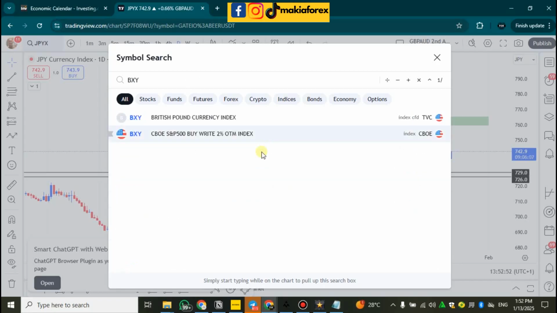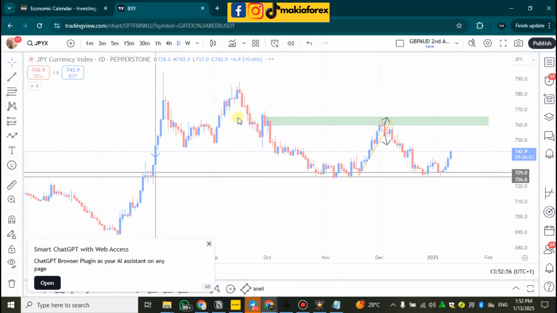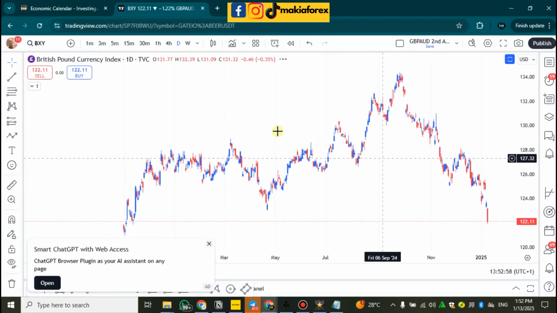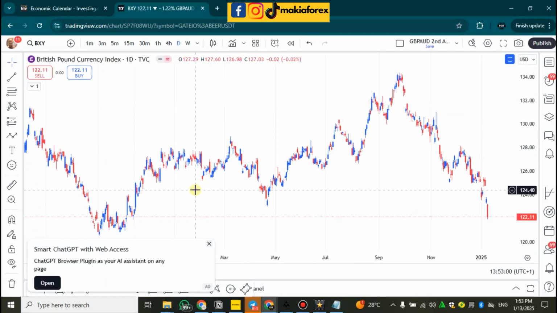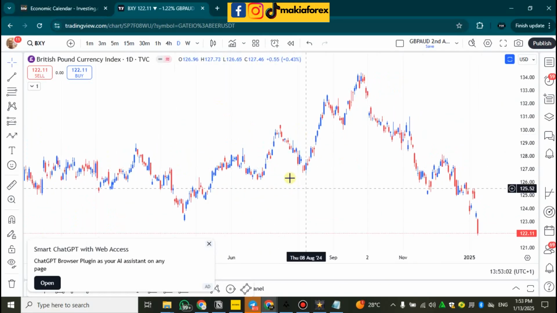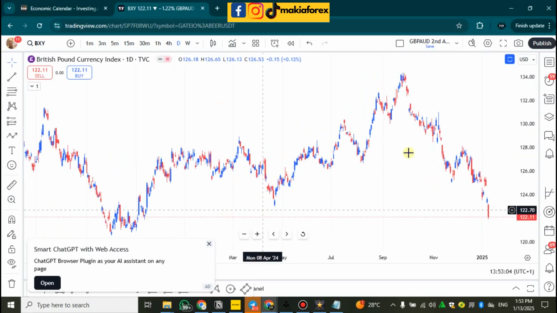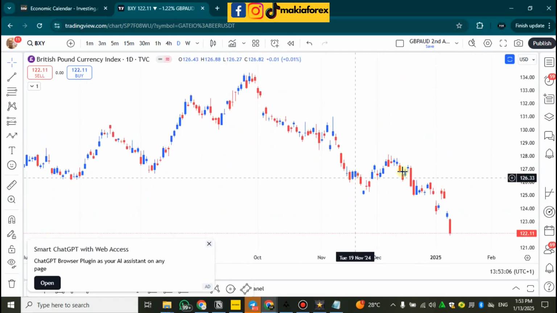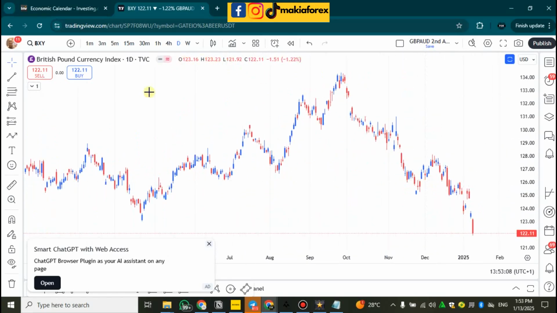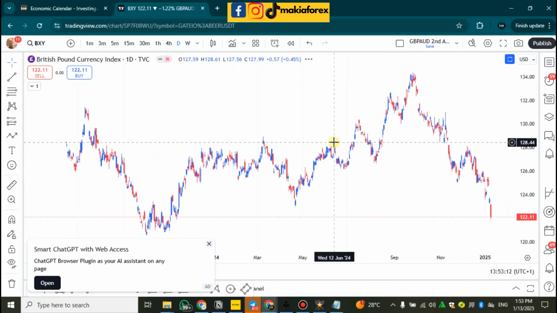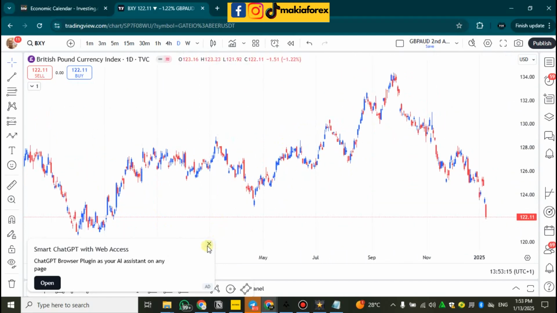Okay, that's it over there. The BXY, that's the British Pound Currency Index. This one too is very important. You want to know how this particular index moves, because even though it moves very slowly, it's very important. If it's bearish, it means that the British pound will be bearish. If it's bullish, it means the British pound will be bullish. Now you want to master and see how this index moves.